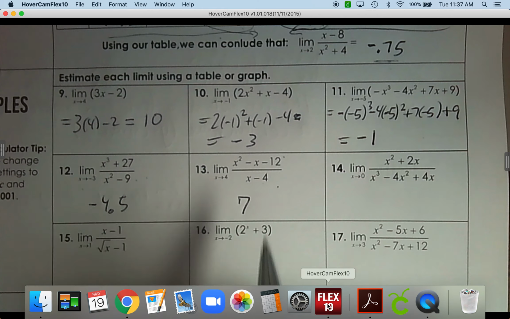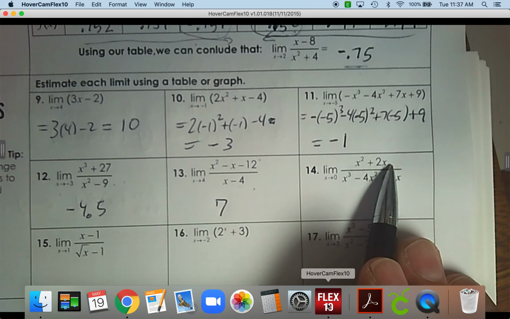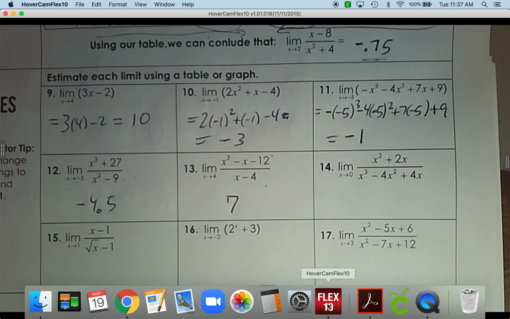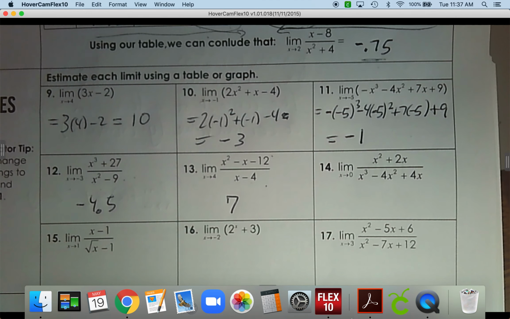All right, number 14. What happens when I plug in 0? Well, I definitely get 0 over 0. So I need to find a limit a different way. So we're going to use a table to find a limit.